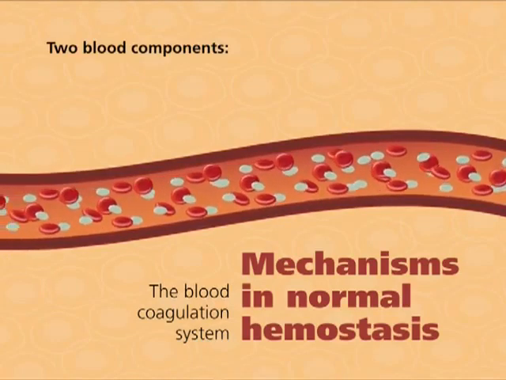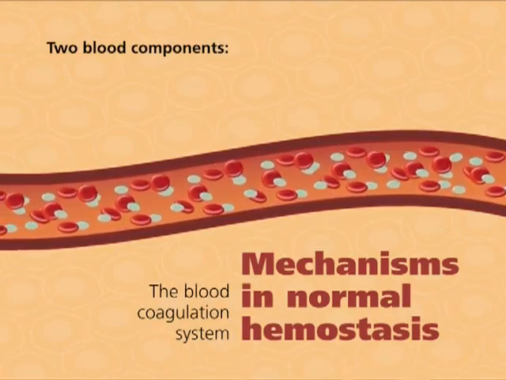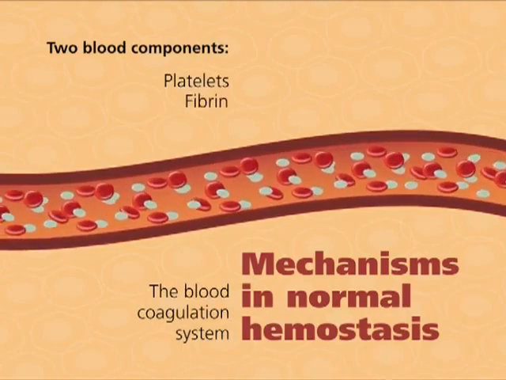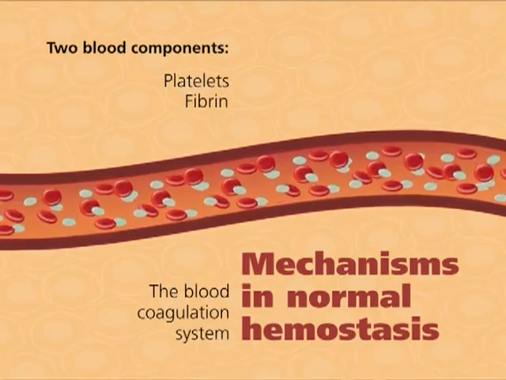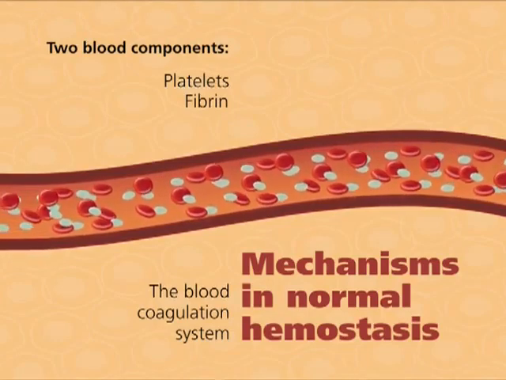Only two blood components emerge as necessary: platelets and fibrin. The following animation will highlight the process by which they work together to achieve hemostasis.